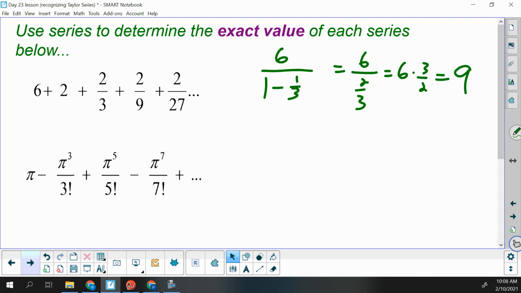The next one, we've got odd factorials with alternating signs. So we want to think sine. In place of x has been placed a pi. Sine of pi is just 0.